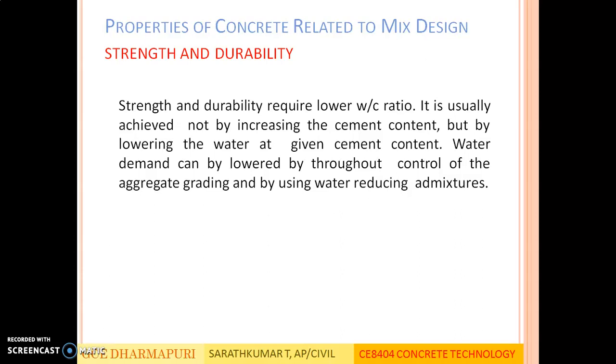Strength and durability. The strength and durability require a lower water cement ratio. You have to maintain as low a water cement ratio as possible in the concrete. It is usually achieved not by increasing the cement content but by lowering the water at any given cement content. Water demand can be lowered by thorough control of the aggregate grading and by using water reducing admixtures.